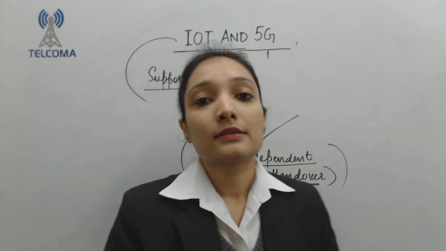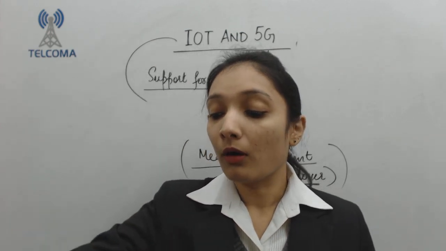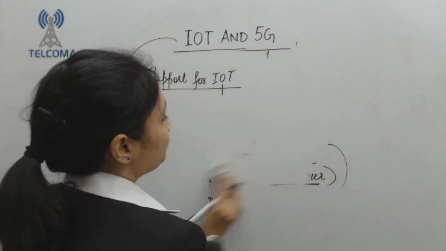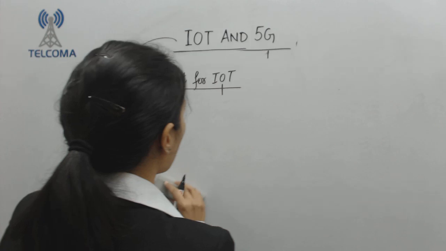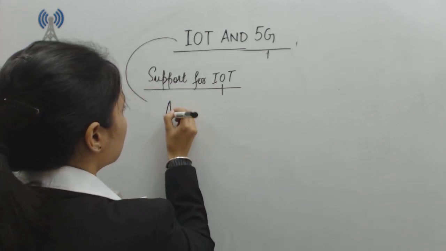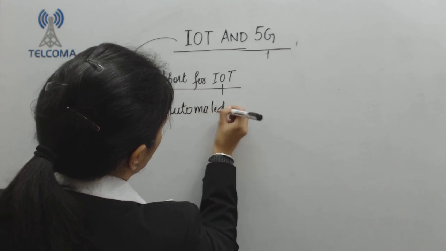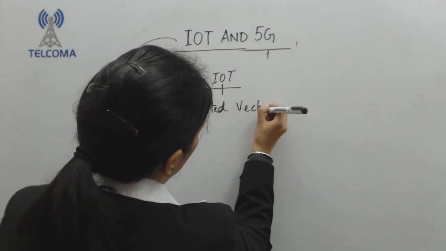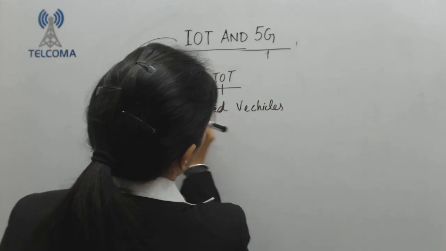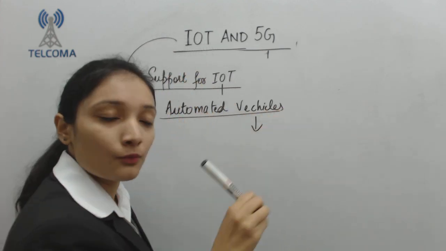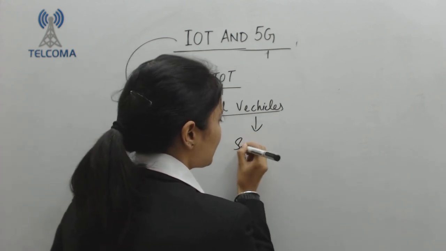Another use case of your Internet of Things with 5G can be your automated vehicles. Now, we know that these automated vehicles will be embedded with your sensors.